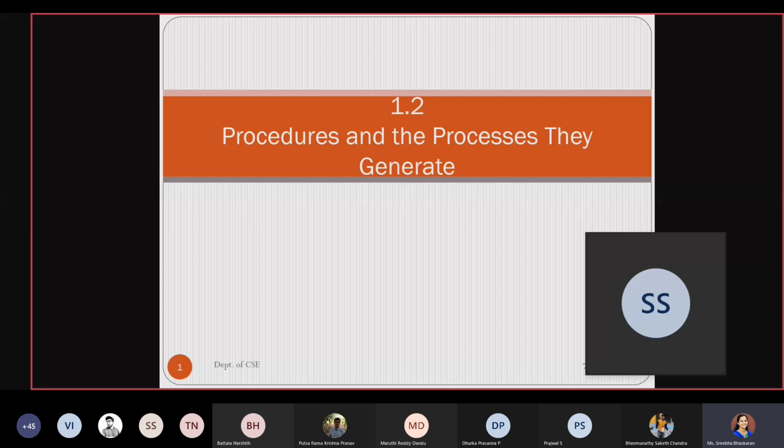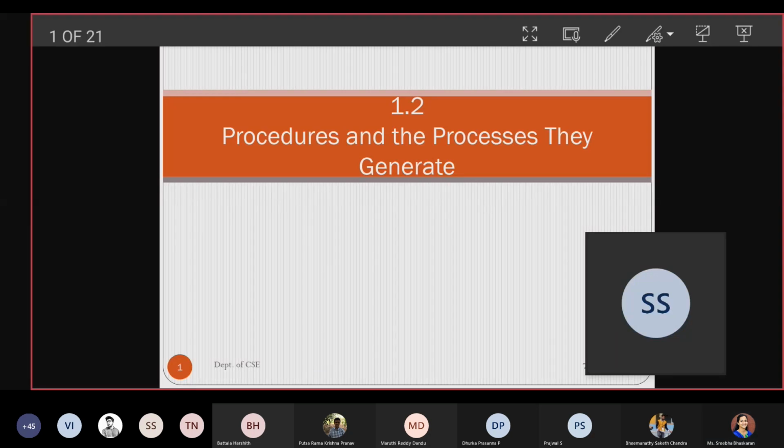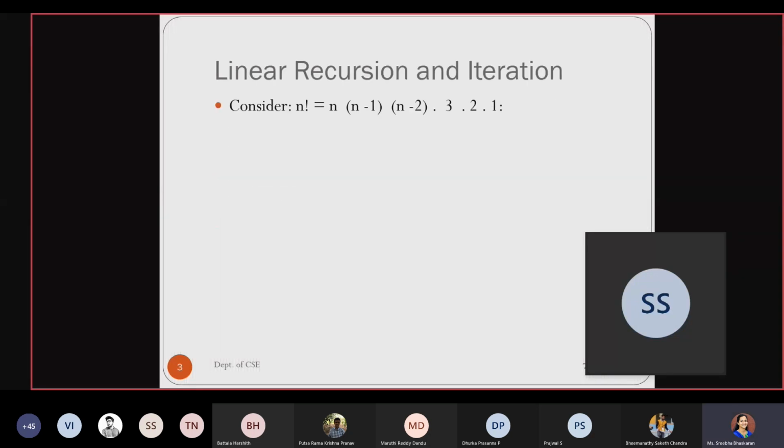So, ma'am has covered till... she has started. Ma'am has explained how you have to define a procedure, right? After that, how to define a variable, and a few examples with respect to that. Based on that, if you are making a procedure call, what are the two different types of substitution models existing? In that, which one is the one which Lisp is using?